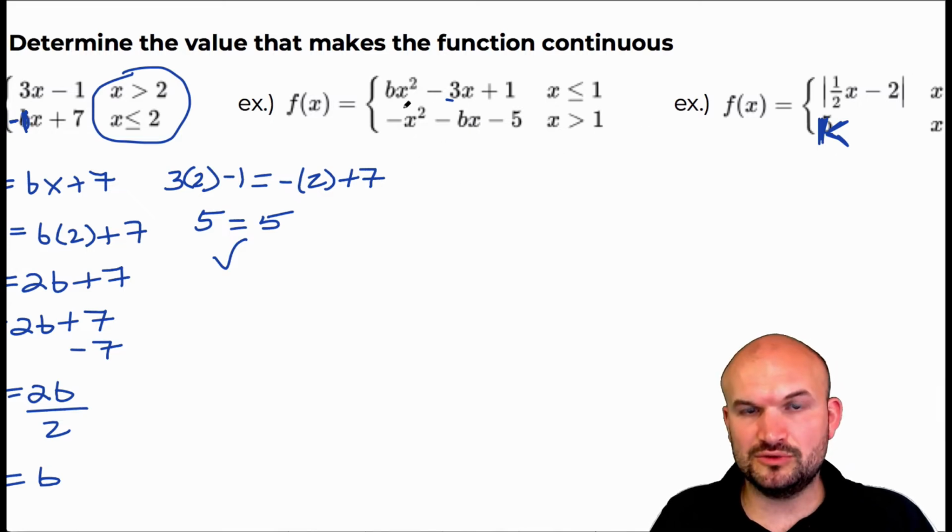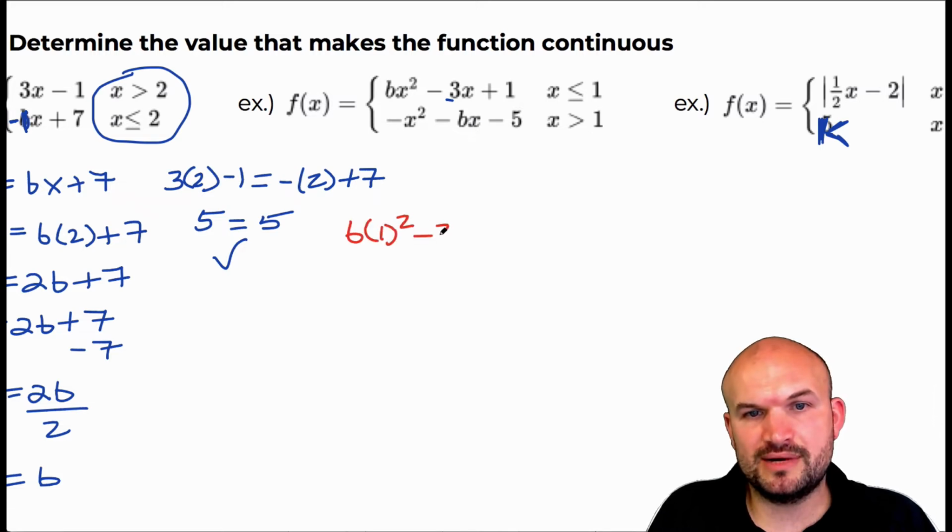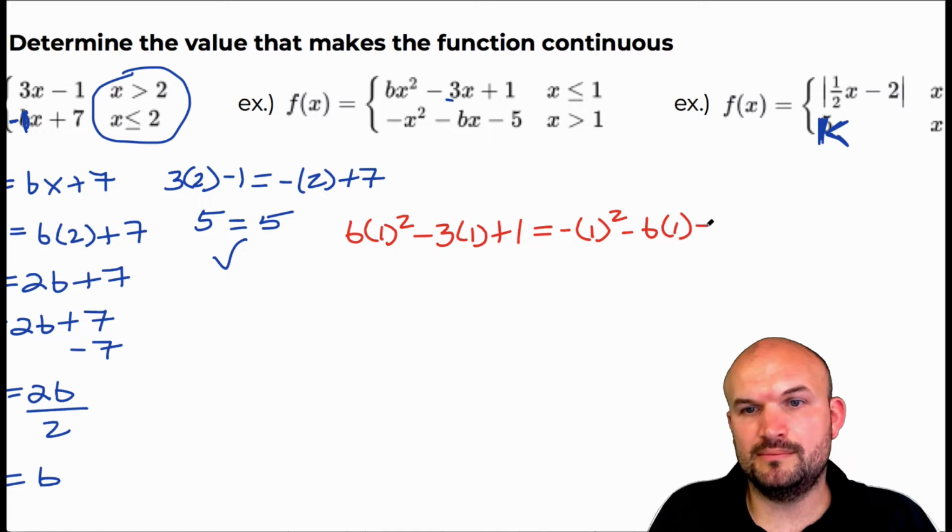We're going to set them equal to each other, and then we're going to evaluate for our input to make sure their outputs are the same. So I'm going to skip a step and just set them equal to each other with their input values in. So I'll do b times 1 squared minus 3 times 1 plus 1 has to equal negative 1 squared minus b times 1 minus 5.